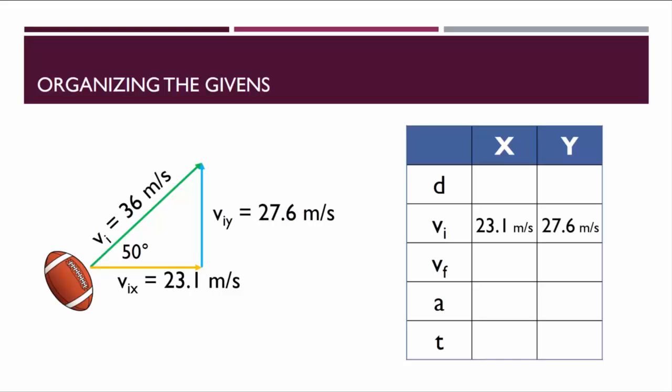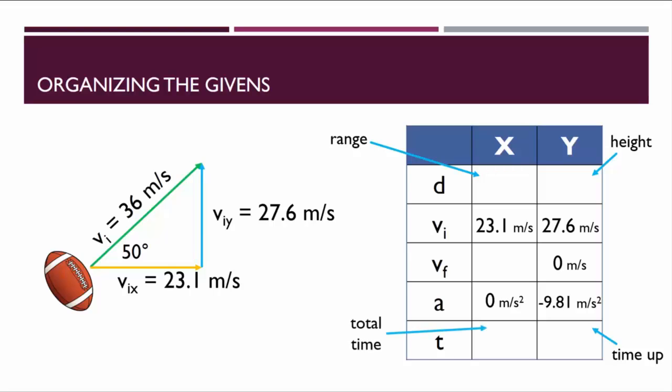Just like in horizontal projectiles, the horizontal acceleration is 0 because there's nothing pushing it forward or pulling it backward, and the vertical acceleration is 9.81 meters per second squared. This time we have to call it negative though. Since the initial vertical velocity is upward and the acceleration is downward, we can't let them have the same sign. Finally, we can note that the final vertical velocity is 0. Here's what we'll call each of the boxes that remain. dx is the range, dy is the height, ty is the time up, and tx is the total time.